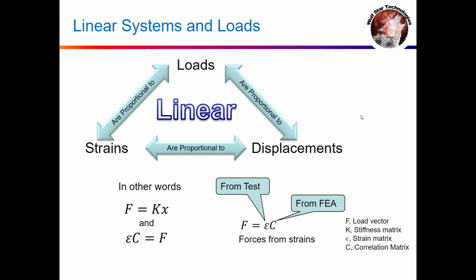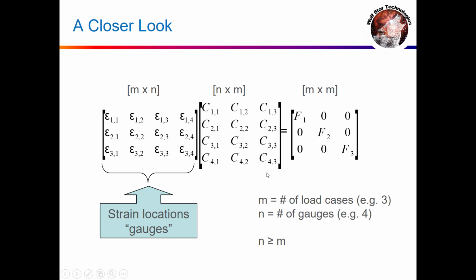Okay, let's take a look at this a little deeper here. So here's our equation. Strain times a correlation matrix is equal to load. And in this example here, we've got 3 unit load cases in our FEA model, and we've got 4 strain gauges laid on the FEA model. So the columns of the strain matrix represent uniaxial strain gauges. And in this case, we've got 4 uniaxial strain gauges and 3 unit load cases on our FEA model. So let's go through this row by row and let's see what this does.